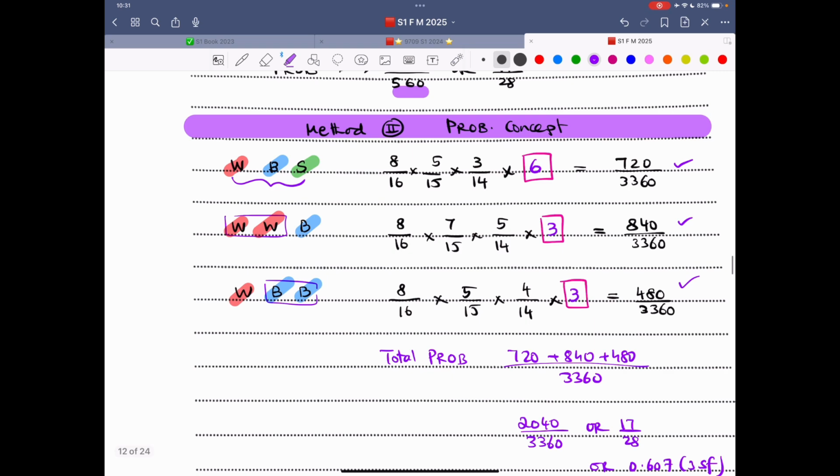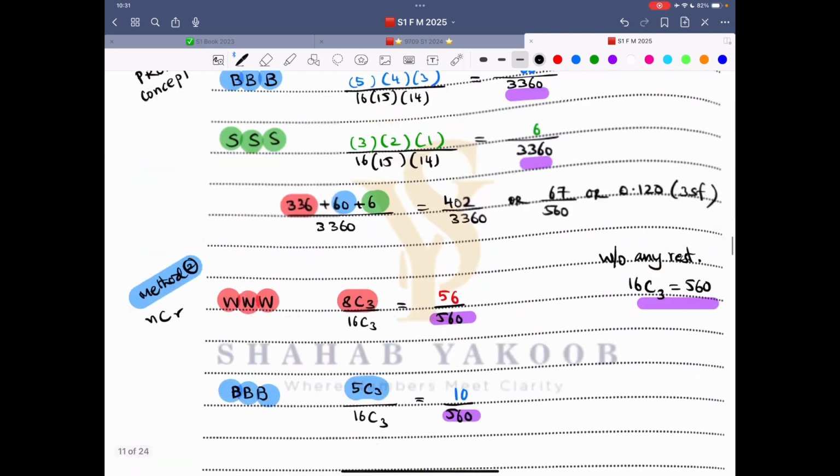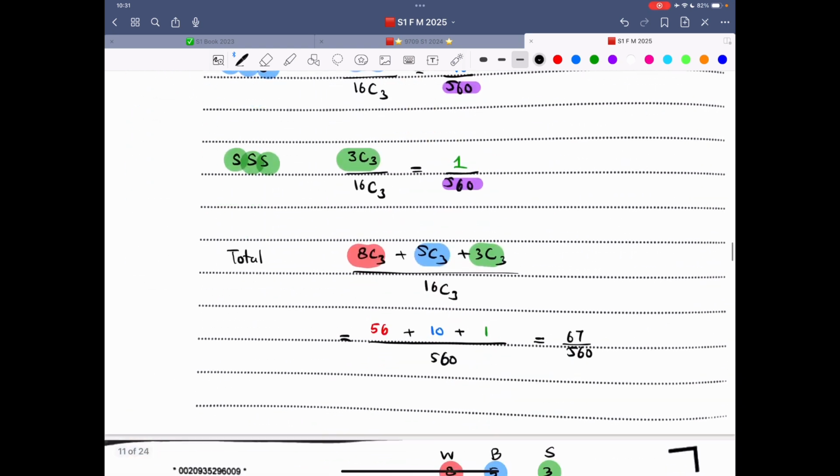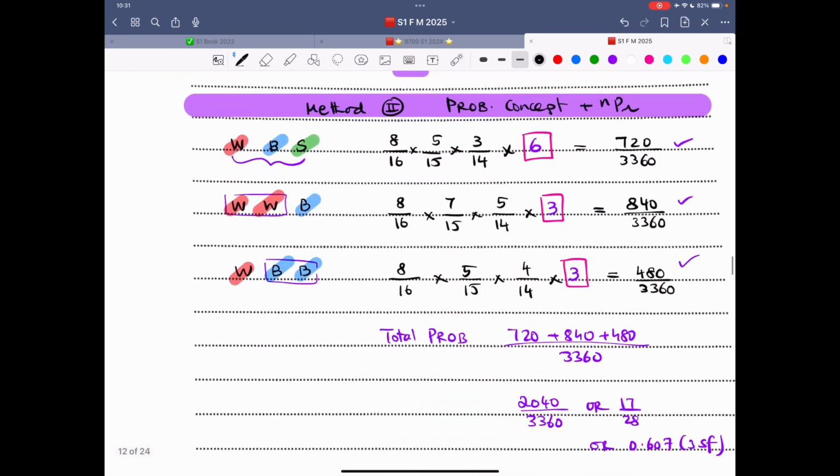Method 2, using the concept of probability. Over here, when I say probability concept, this is probability and permutation. Because all these 3 are the same, there is only one way of arranging it. So all 3 colors the same, W, W, W, that is one way, or B, B, B, that is one way, or S, S, S, that is one way. That is why you don't see the permutation over here, but over here you are going to see it.